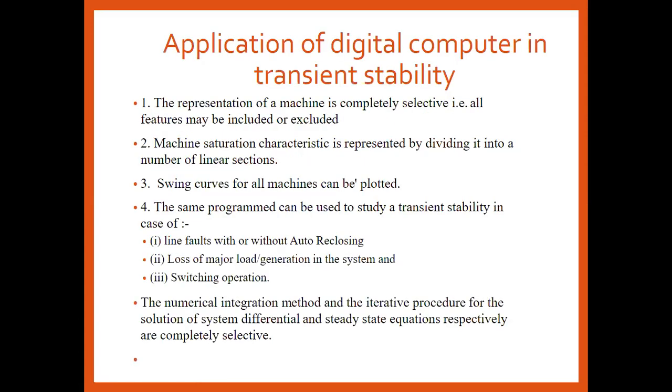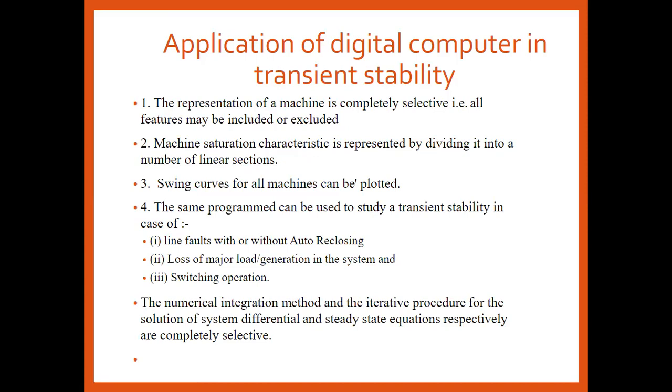Okay, so what are the different applications of the digital computer in transient stability? Number one, it is used to represent the machine completely or selectively, and all features may be included or excluded as per the requirement of the concerned transient stability study. Second, machine saturation characteristic is represented by dividing it into a number of linear sections, with respect to the machine characteristics.